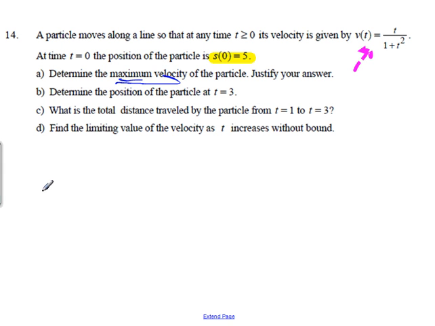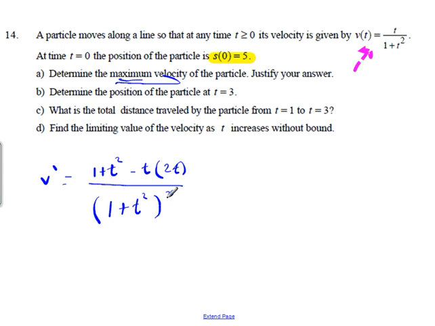Well, whenever we're talking about maximum value, think derivative. So we need to take the derivative of the velocity. The derivative of the velocity is low d high, which is just 1, minus high d low, which is 2t, all over low squared.